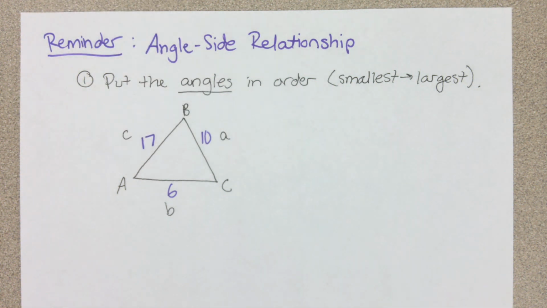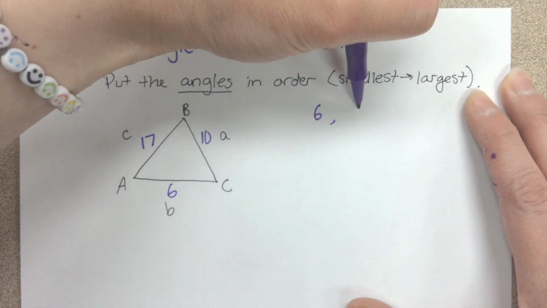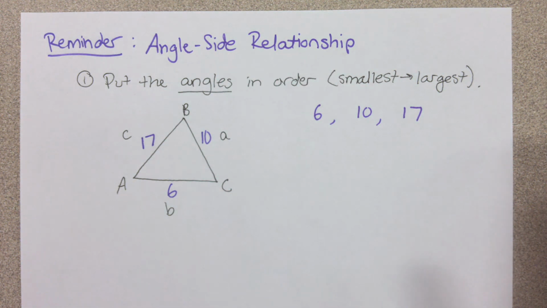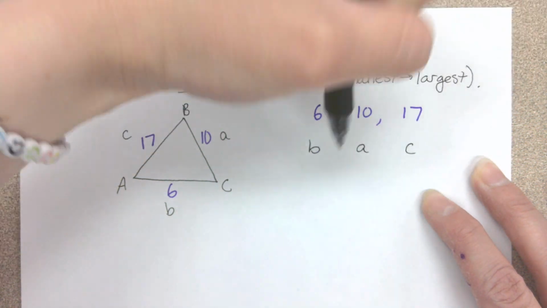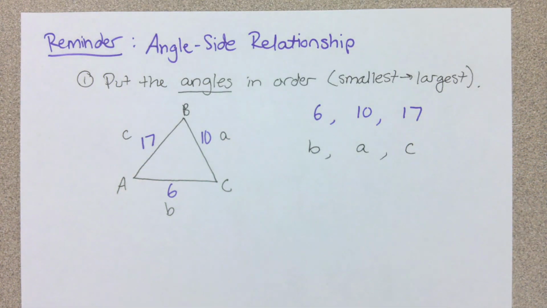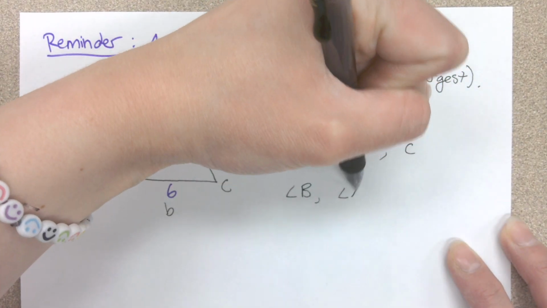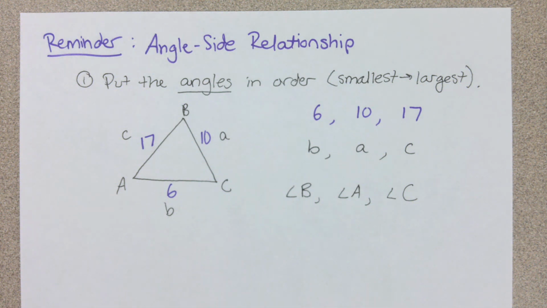Now, a very straightforward way to do this without overcomplicating it is you could just put the sides in order first. 6, 10, 17, smallest to largest. Then you put their letters underneath that. So that would be sides B, A, and C, which correspond with their angles as well. So angle B, angle A, angle C. That's the order, smallest to largest.